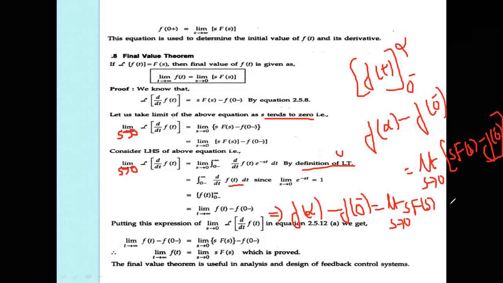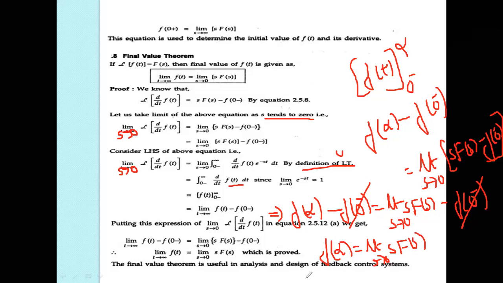In the second term, there are no s terms, so there is no need to use the limit s tends to 0. Directly you can write f of 0 minus. On the left-hand side we have minus f of 0 minus, and on the right-hand side f of 0 minus is also there, so it gets cancelled. This implies f of infinity is equal to the limit s tends to 0, s into F of s.